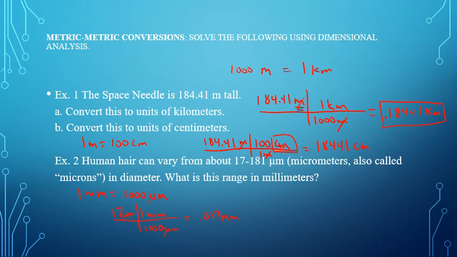And then I'm going to do the same thing for the 181. So 181 micrometers, 1,000 micrometers is the equivalent of 1 millimeter. So that would be 0.181 millimeters. So my range would be between 0.017 and 0.181 millimeters.